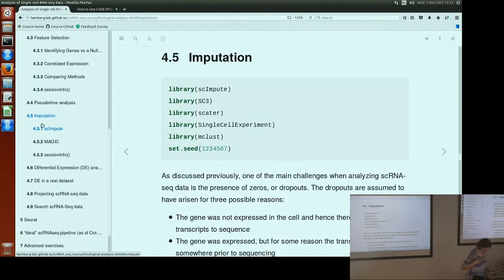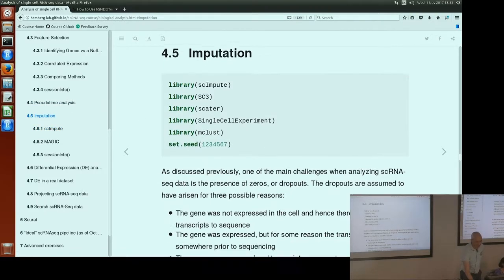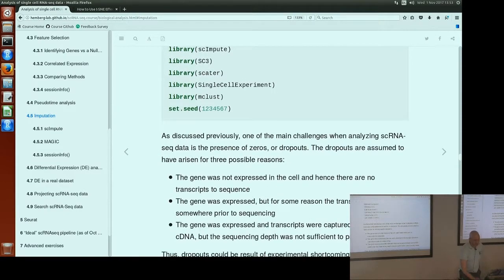And we're going to move on to imputation. Right. So now I'm going to talk a little bit about imputation, which is a new chapter for this time we're running the course. The two methods that we're using here are relatively novel.